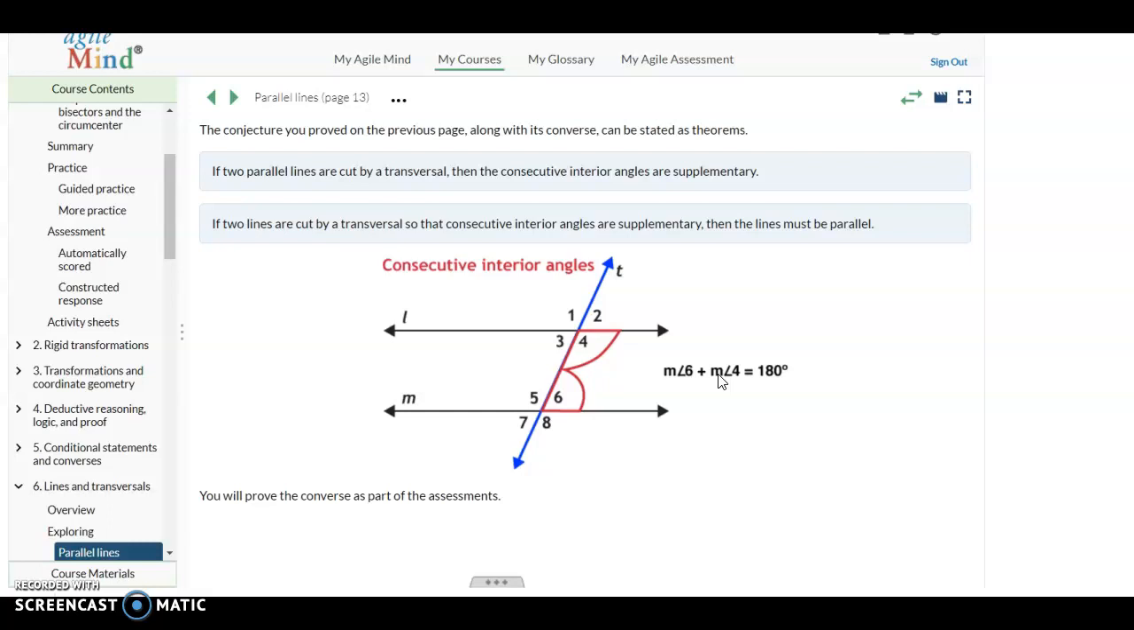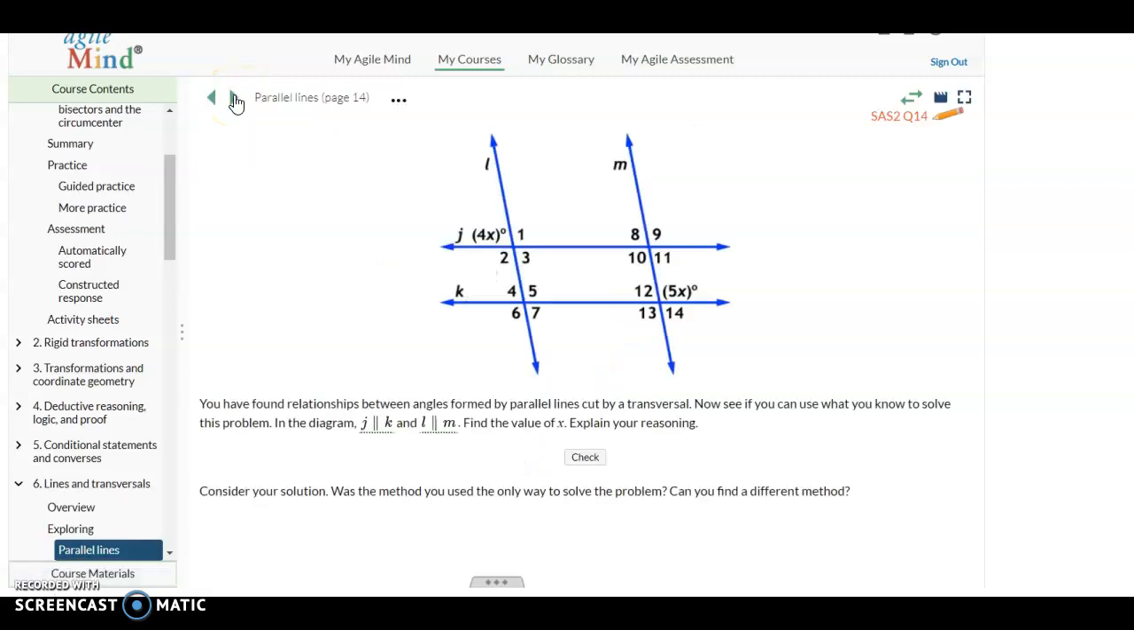And it states that if you have two lines cut by a transversal so that the consecutive interior angles are supplementary, then that means that your lines had to be parallel. So again, when a statement and its converse are both true, you could write that as a biconditional statement.